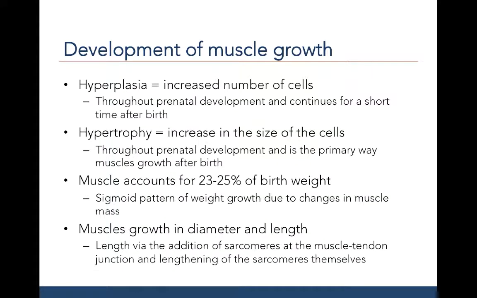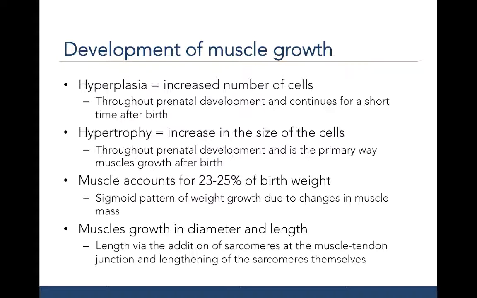Muscles grow by two mechanisms: hyperplasia and hypertrophy. Hyperplasia is an increase in the number of cells. Hyperplasia occurs throughout prenatal development and continues for a short period after birth. Hypertrophy is the increase in the size of the cells. Like hyperplasia, hypertrophy occurs throughout prenatal life. But after birth, hypertrophy is the primary way muscles grow and develop.